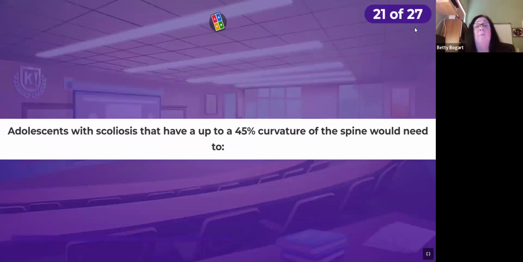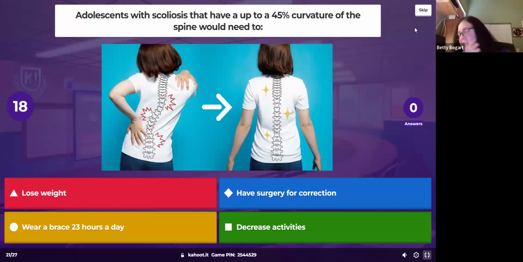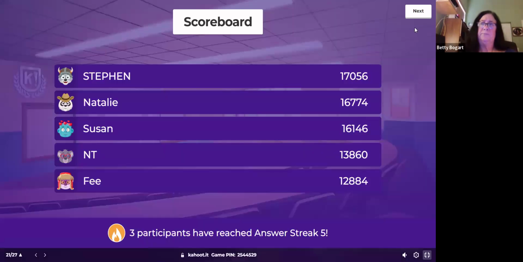Adolescents with scoliosis that have up to a 45-degree curvature of the spine would need to... Now, you're going to see different things between 40 to 50. Which one does what? Up to 45, and then after 45, what would you do? So, up to 45, you're going to wear the brace. After that, you're going to need surgery. Between 40 and 45, you're going to see different. It depends on the physician and the facility, but usually about 45, absolutely, we're going to need a brace. After that, we'll need surgery.